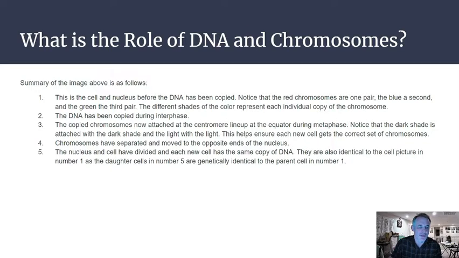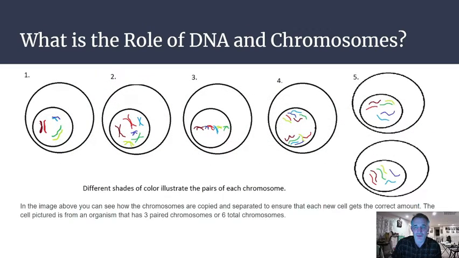Okay. Step 4 is the chromosomes have now separated, moved to opposite ends of the nucleus. So we have the splitting of the chromosomes. Now one red is on one side, one red is on the other. So we've got a yellow here, red here, this darker color here, the purple, 1 each, lighter blue, 1 each, green, 1 each. So they've separated out.